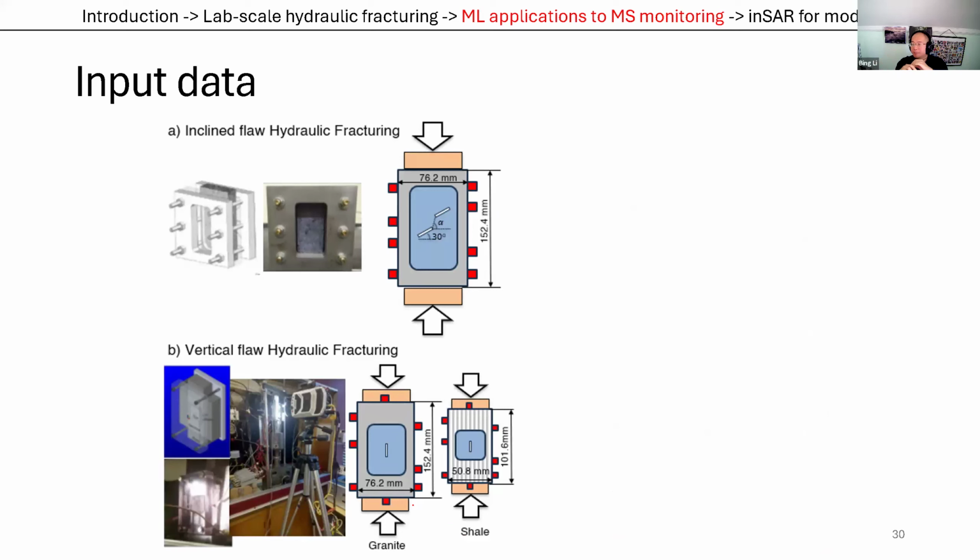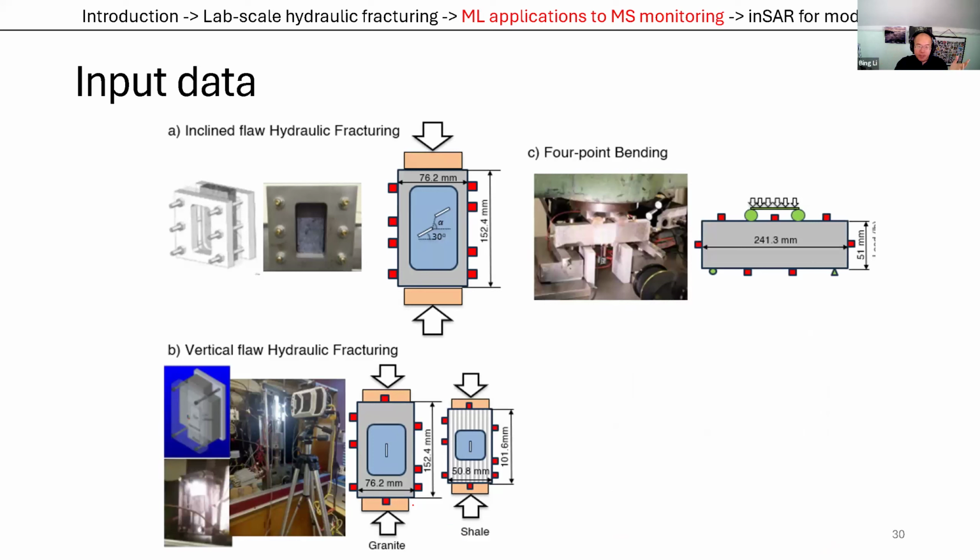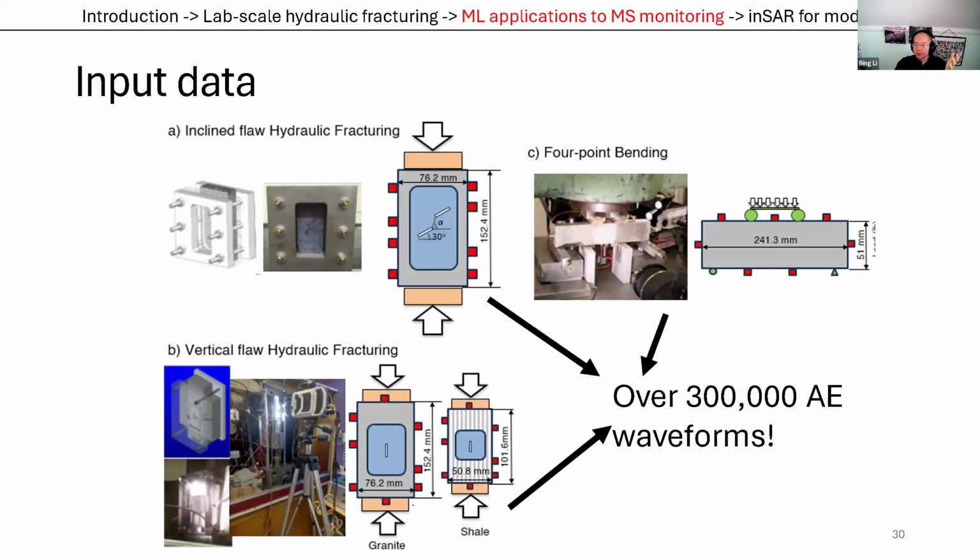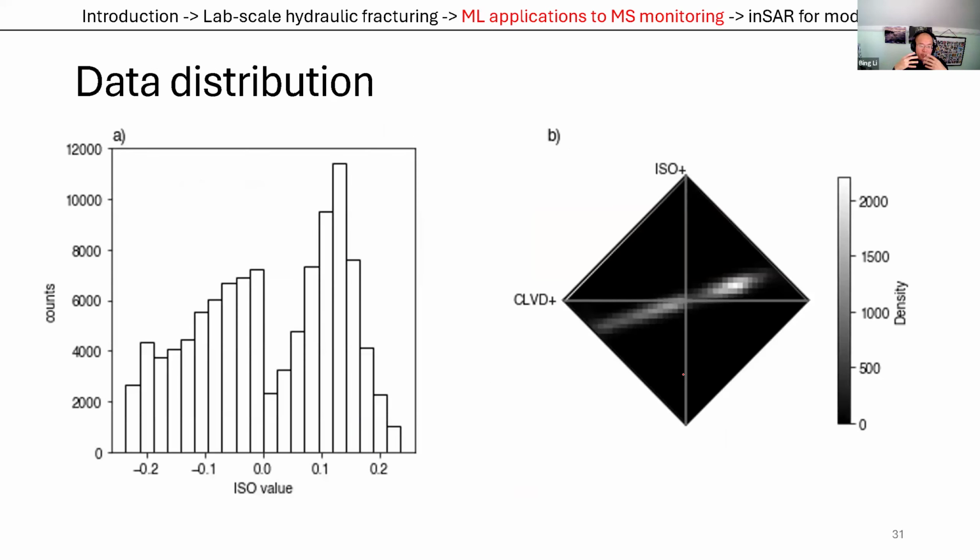So basically what we did was we collected a bunch of acoustic emission data throughout my PhD, both from the beam bending and from various types of hydraulic fracturing. And we collected over 300,000 acoustic emission waveforms as training data. So that's on the data side. That's the input. What do we actually get as an output? In this case, we're not trying to solve for the full moment tensor. We'll try that, or we're trying that as we move forward in time.